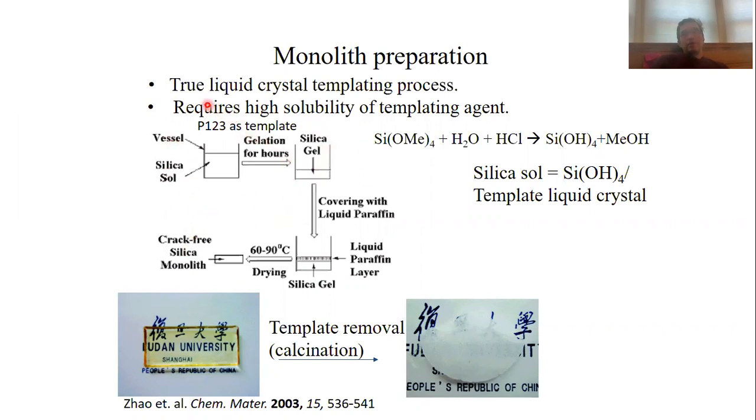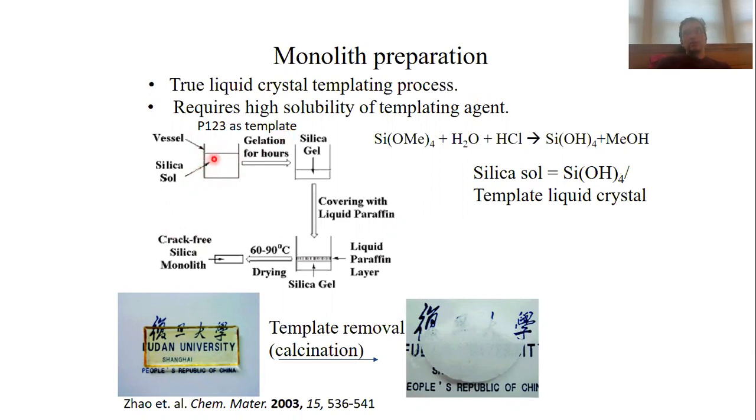So this prep requires a very high solubility of the templating agent. That is because we need to form an actual liquid crystal. So therefore, the ionic surfactants are actually not so suitable in order to prepare monoliths, but the block copolymers are, because they have a very high solubility in water.